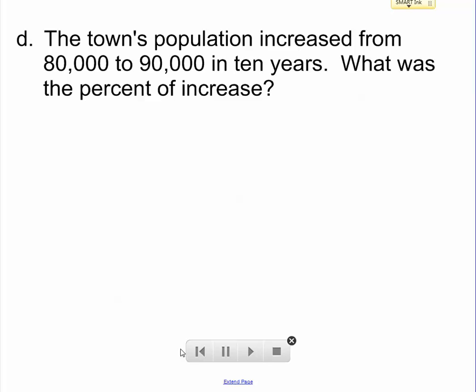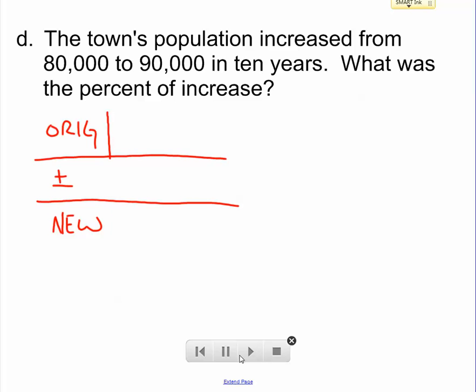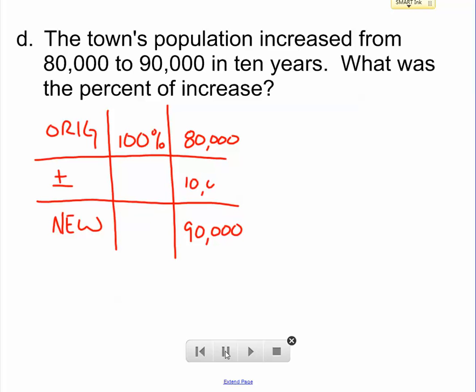The town's population increased from 80,000 people to 90,000 people in 10 years. What was the percent of increase? Same old table here, guys. We got an original, we got a change, and we got a new. So it was 100%. It was originally 80,000 people, and now it's 90,000 people. That means it went up 10,000 people. That's just simple subtraction facts. You guys can figure that out.